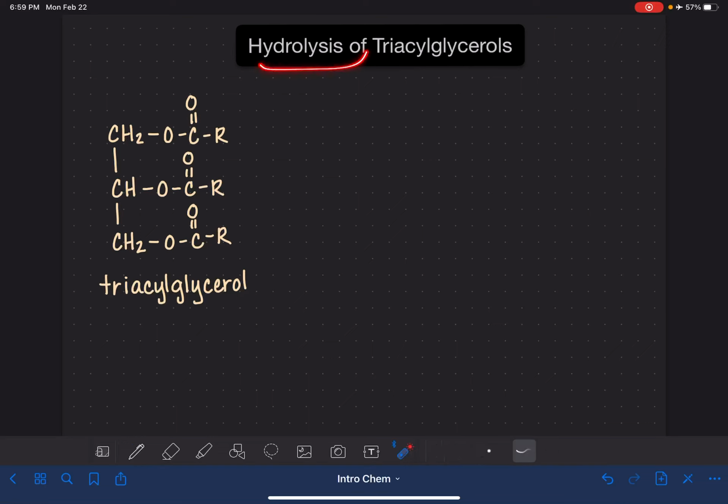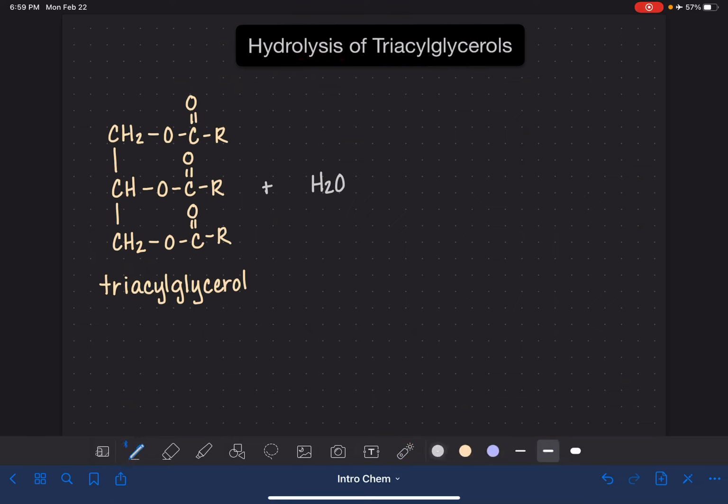Triacylglycerols undergo a type of reaction called hydrolysis. As the name implies, this is a reaction between the triacylglycerol and water, hydro referring to the water. And this reaction is one where the water molecule is used to break apart the triacylglycerol. So the lysis is talking about breaking it.